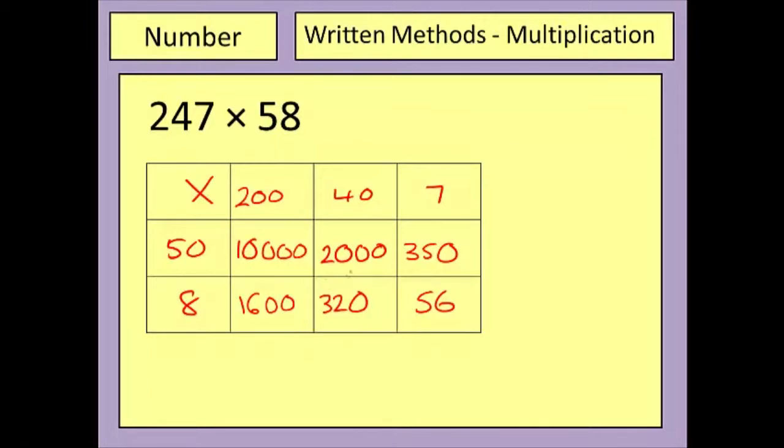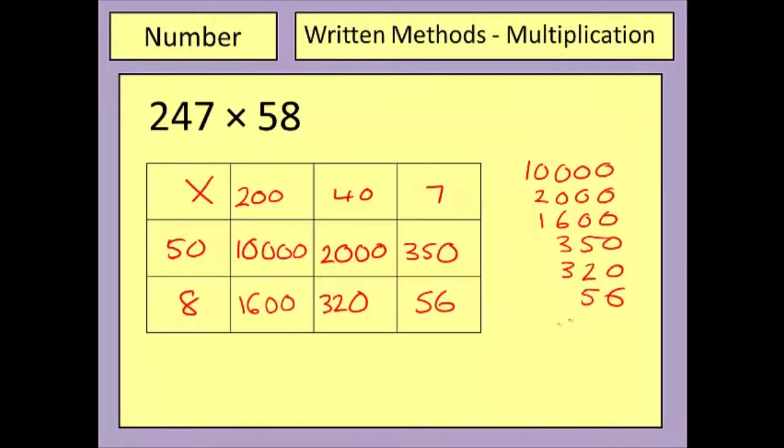Now, because I've got 6 numbers to add together, I need to be really careful with how I line up my column addition. So I'm going to start with the biggest number, which is 10,000. Then I'm going to take my 2,000, then my 1,600, then I'm going to take 350, 320 and 56. Just be careful when you're doing this to make sure that all of your place value columns line up. So here are my units, my tens, hundreds, etc.